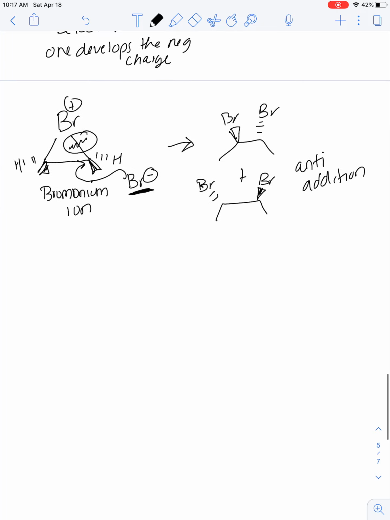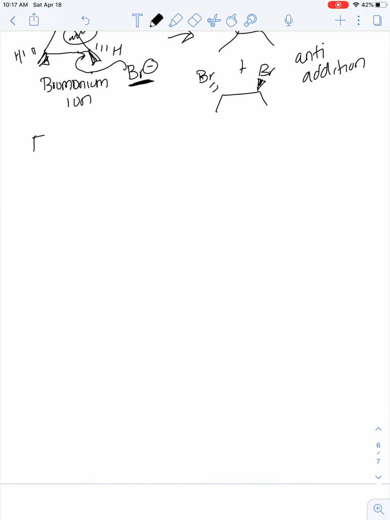Let's look at an example of these reactions. So we'll look at it with chlorine this time. So our alkene in this case is going to be this alkene. We're going to have it in, this time we'll use carbon tetrachloride, which again is just a solvent.